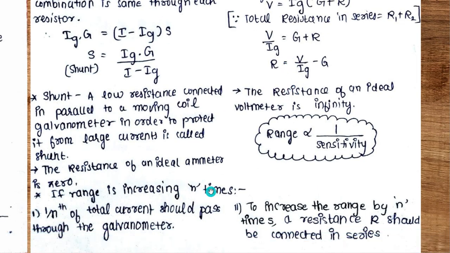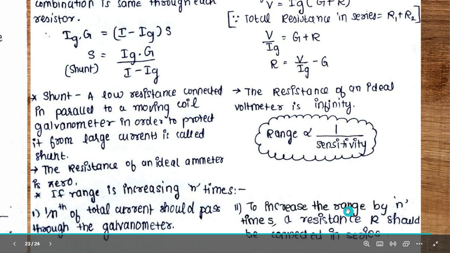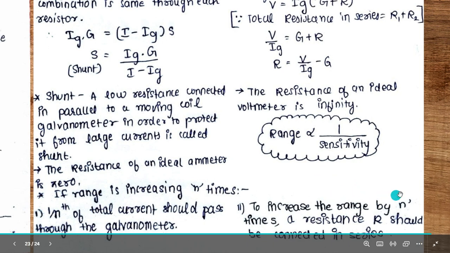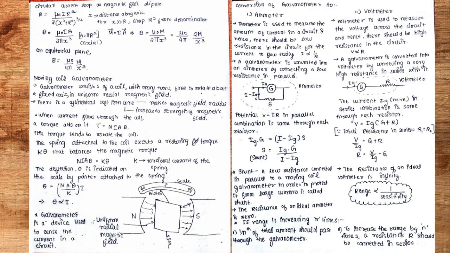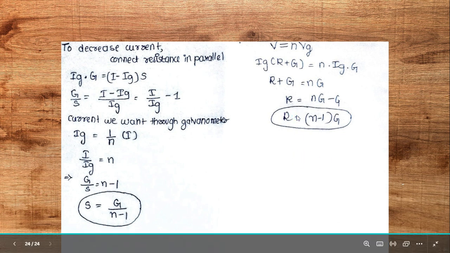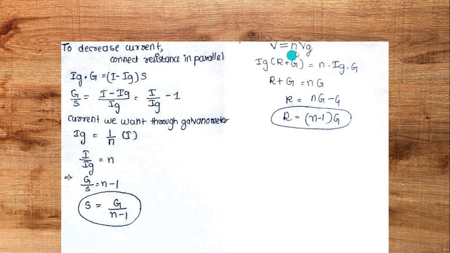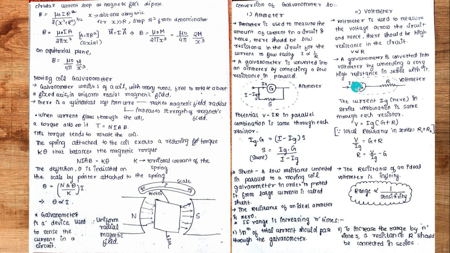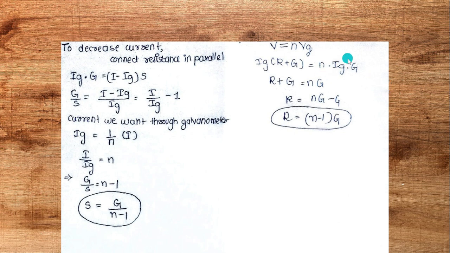Now, if the range is increasing n times, what to do with the voltmeter? We have to increase the range by n times. A resistance R should be connected in series, right? For a voltmeter, we have to connect a resistance R in series. Now, series means what? The voltage is divided. So my final voltage is n times the voltage through the galvanometer. That is V is equal to n times Vg.